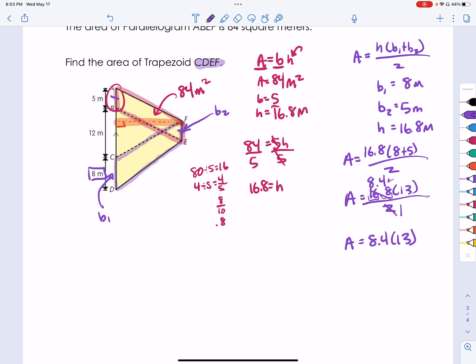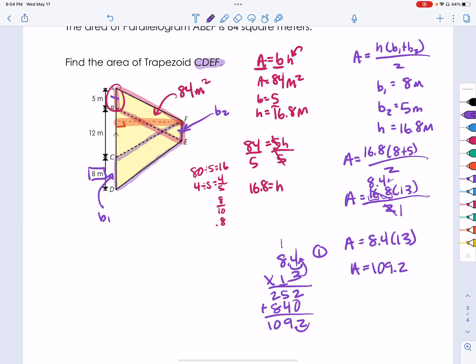Okay, well, I guess we might as well do some multiplication. Let's see. 8.4 times 13. We move it one place, and let's do our multiplication. 3 times 4 is 12. 3 times 8 is 24. Plus 1 is 25. And then now we're just doing 10 times 84 is 840. Add them up. 2, 9, 10. And we need to move it back one place. So our area equals 109 2/10 square meters.